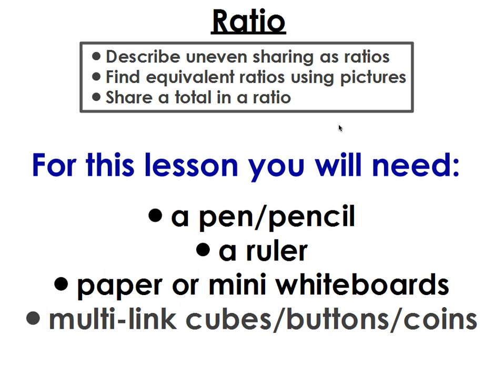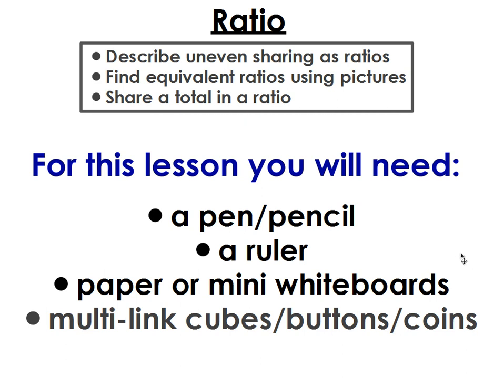For this lesson, students will need a pen, a pencil, maybe a ruler, maybe not, paper. If ideally you've got mini whiteboards, fantastic. Or if you want to use physical things, maybe multi-link cubes or buttons or coins, things that they can actually share. Obviously, adapt the lesson, it's up to you how you do it. We're really fortunate in our school. We've got iPads and students can use iPads, which is amazing. Anything where they can play around with their ideas is great for this lesson.